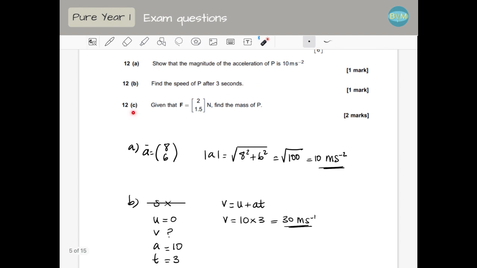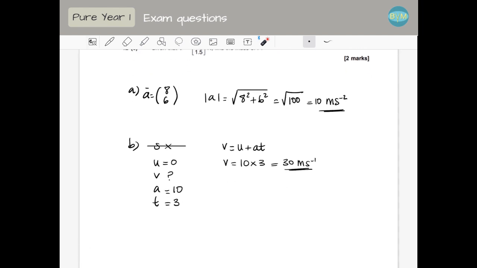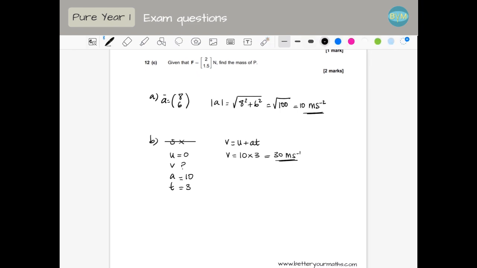And then part C says, given that the vector force is 2, 1.5, find the mass of P. Remember the connection between the force, acceleration, and the mass is this one: the resultant force is mass times acceleration. I can use it with vectors, force and acceleration as vectors, or just with the magnitudes. I need to find this m. I know the acceleration, so I can find the magnitude of this force, substitute here, and I can find m.